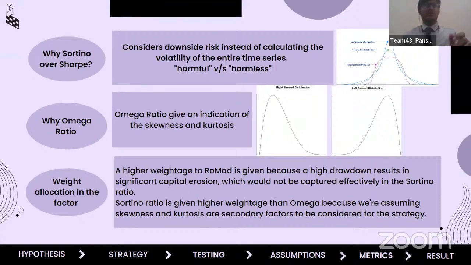And omega ratio is assigned a lower weightage because we have assumed skewness and kurtosis to be secondary factors to judge our strategy. Next slide, please.